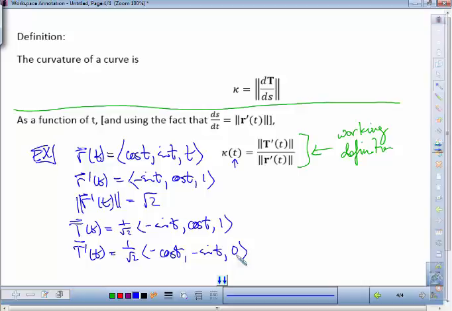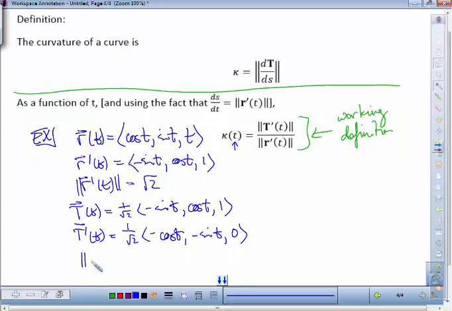So that's my T prime, and then if I want the magnitude of that, the magnitude of the cosine-sine combination is just going to be 1, and I just have an extra scalar out there, so that's whatever that scalar is going to be. So I skipped a few steps with finding magnitudes, but you can work that out if you want to.